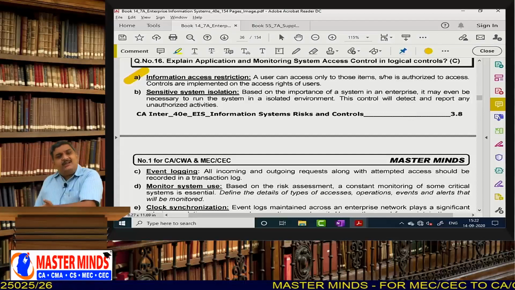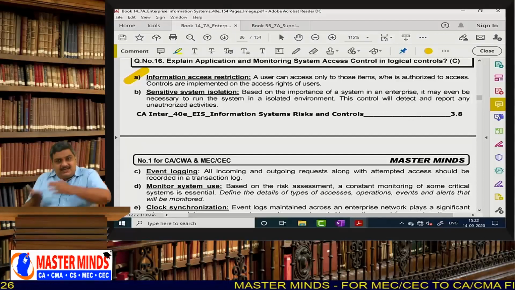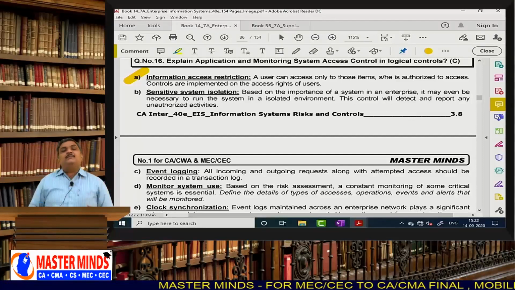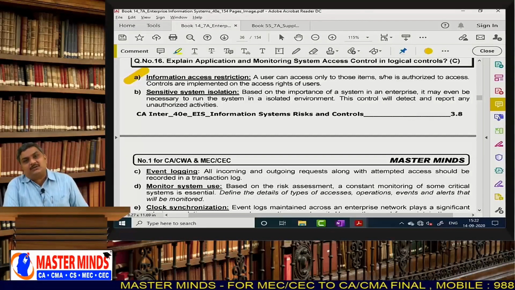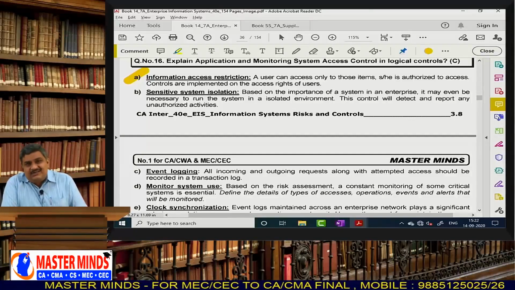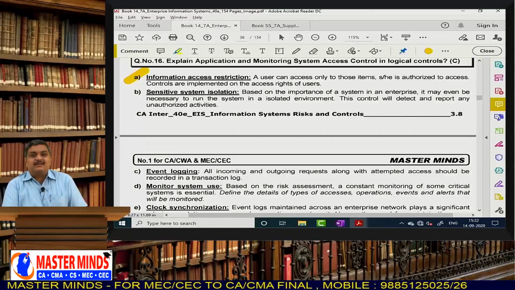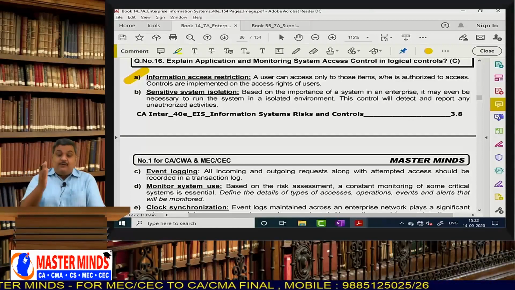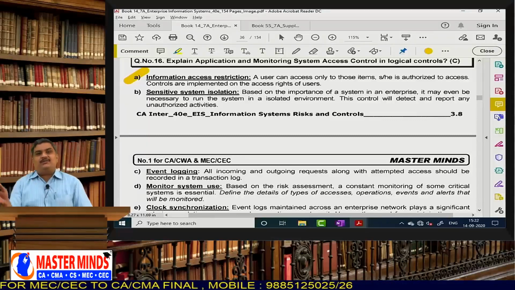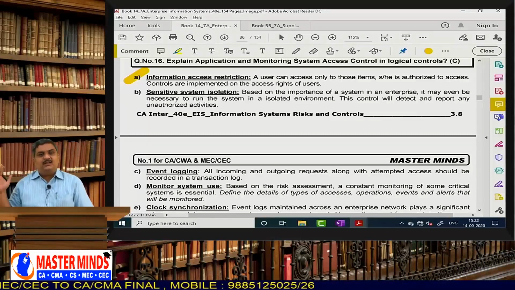What is the work of an HR clerk? What is the necessity for a marketing clerk to access the balance sheet, profit and loss account and other important financial statements of the company? No reason. They should not access it, isn't it? So, information access restriction. That means who should access what kind of information. You should have that restriction.